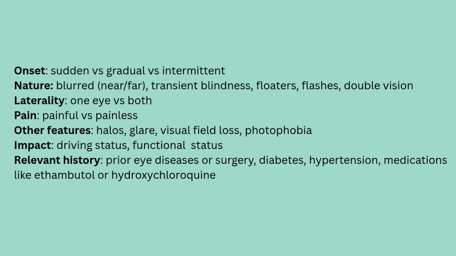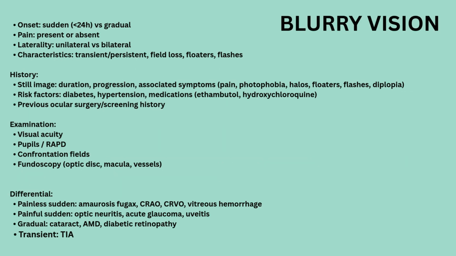All these questions are needed to be asked, but you can be a bit more specific. So, do ask about whether this problem is getting worse with time, better, or is it the same? You're asking about the progression. Ask about associated symptoms like we discussed: pain, halos, flashes, floaters, or double vision. Ask about previous hospitalization or surgeries, including eye surgery. So this is basically the same pattern that you need to ask.